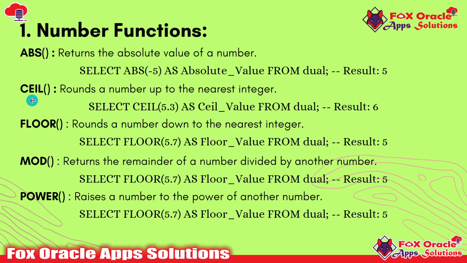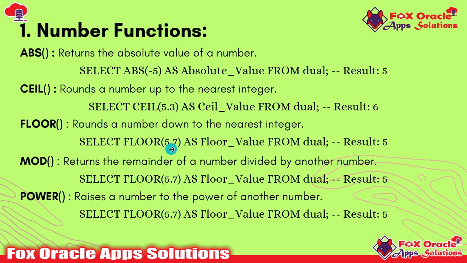In the same way we have CEIL. This CEIL is going to return the nearest higher integer value for the value we provided. For example, we are using CEIL of 5.3. What is the next integer after 5.3? If we remove the decimal, 5.3 becomes 5, and 5 is lower than 5.3, right? So we have to go for the next integer number after 5.3, and that is 6. That's why the CEIL function will return 6.